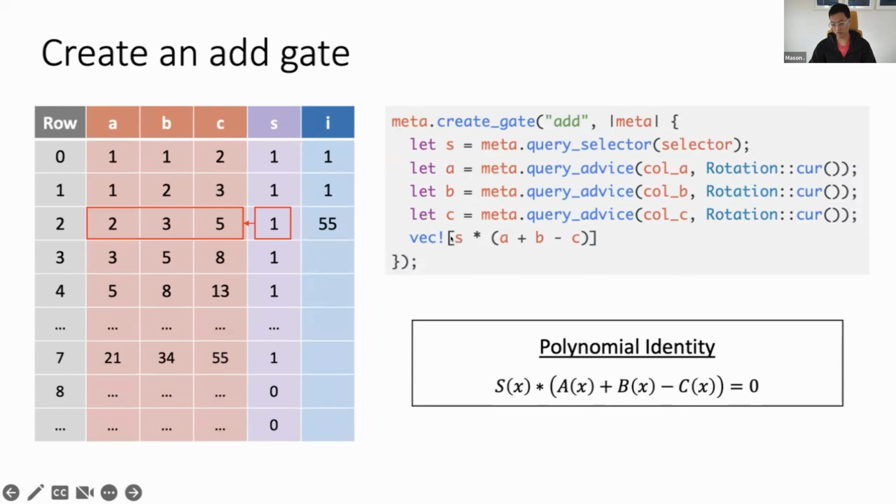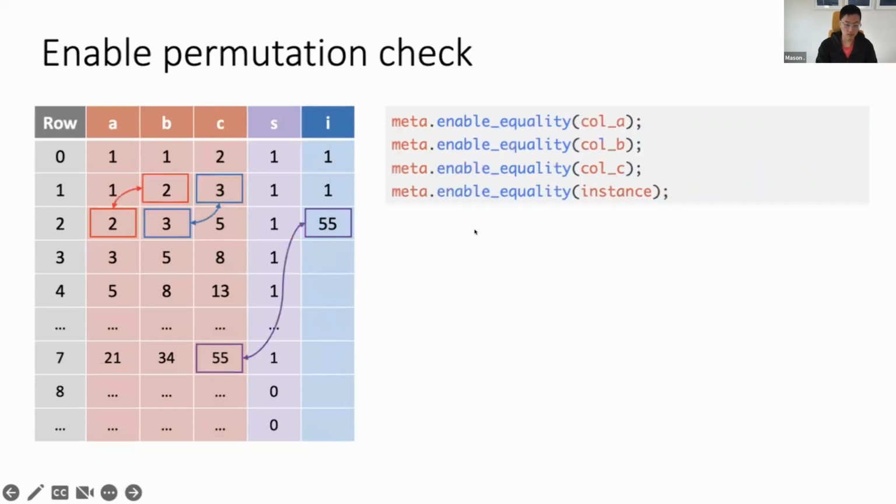If you want to have multiple constraints, then you just add more elements to this vector. So the actual polynomial constraint that we want to hold here is that S of x times A of x plus B of x minus C of x is 0. Okay, but we're not done yet. Now we've written the constraint that holds between A, B, and C at offset 0, but we need some way of linking the individual rows in this matrix together. And to do that, we use an equality check.